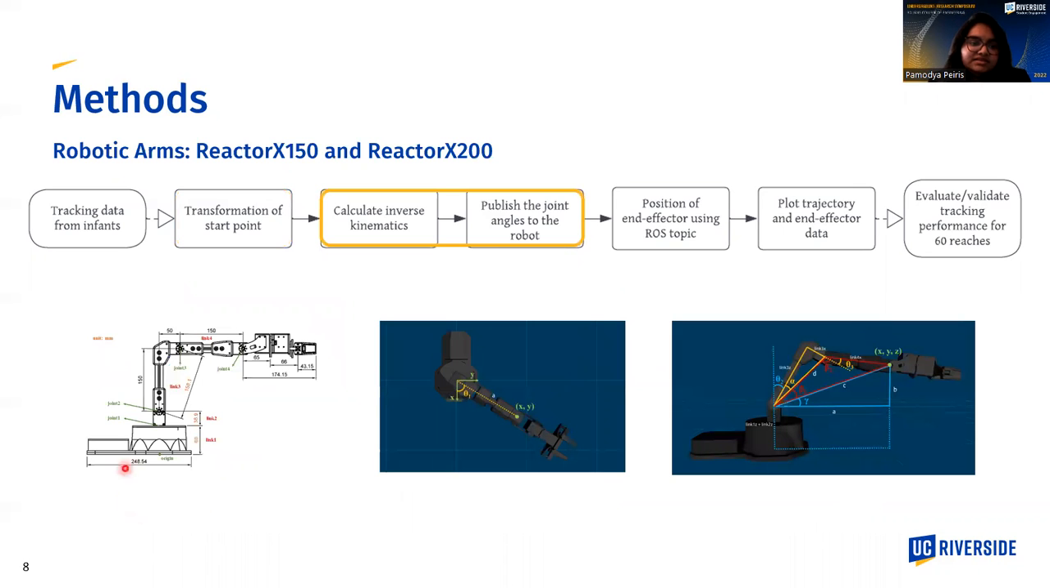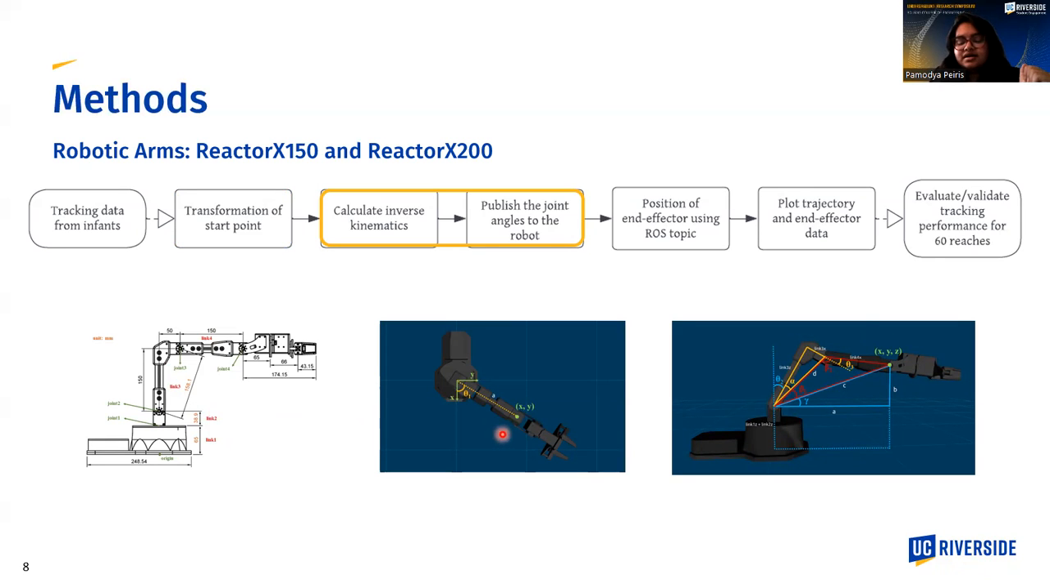So this is an image of one of the robots I'm using. I'm using ReactorX 150 and ReactorX 200. The two robots are exactly the same, except this link and this link, which is 150 in the ReactorX 150 and 200 in the ReactorX 200.